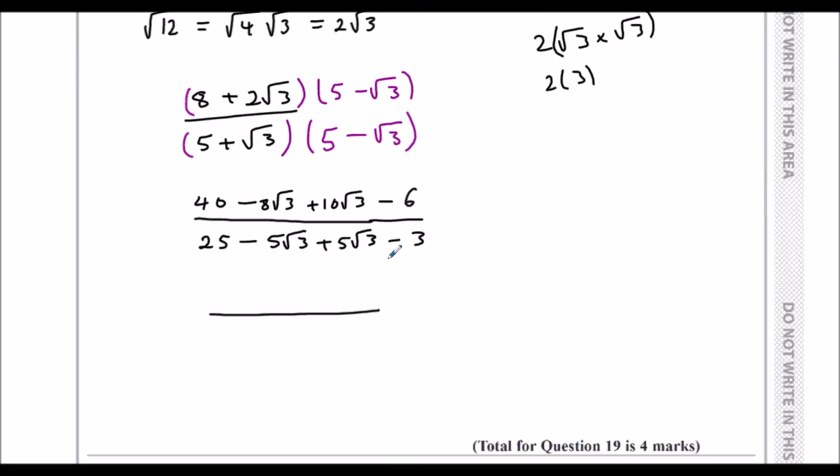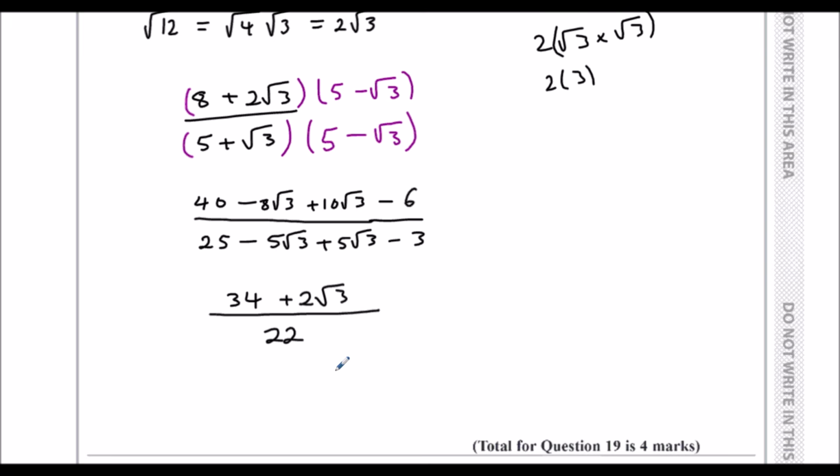So simplifying this, on the top for our numbers, we've got 40 take away 6. That's 34. We've got 10 root 3s take away 8 root 3s, which is 2 root 3s. And on the bottom, 25 take away 3 is 22. And minus 5 root 3 plus 5 root 3, they cancel out. That's why we did the same bracket, but changed the sign. We did it so the middle numbers cancel out.